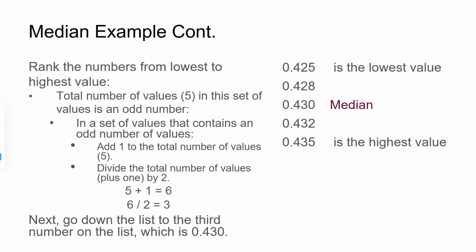In a set of values that contains an odd number of values, you're going to add 1 to the total number of values, divide the total number of values plus 1 by 2, and that will give you the number of the data point that is the median number. So this is kind of a complex description of how to find the median number. What I do is, in order from the top to the bottom, I kind of put my fingers on the lowest number and the biggest number, and then count inward toward each other until I get to the center number.